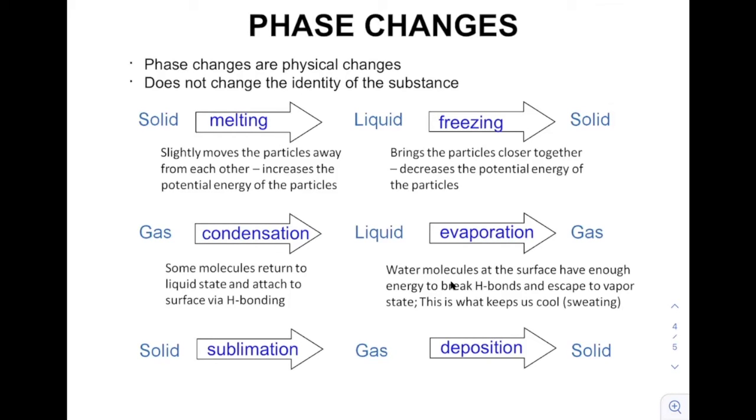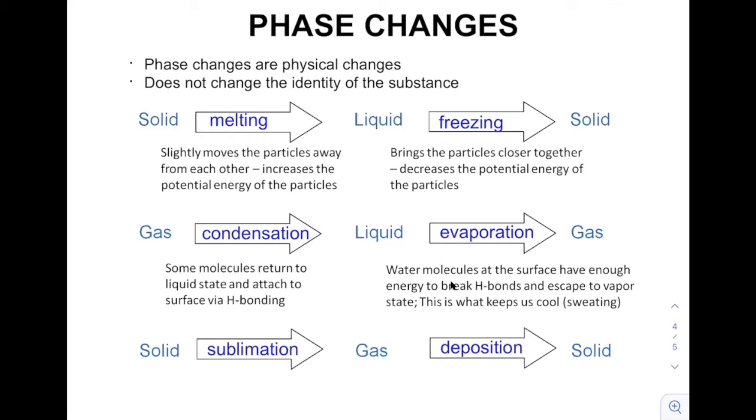And when we have a gas that goes to a liquid, that is called condensation. You may think of that in a glass of ice water in the summer where beads of water form on the outside of the glass. So that's the water vapor from the air condensing on the outside of your glass. And in this case, the atoms return to the liquid state.